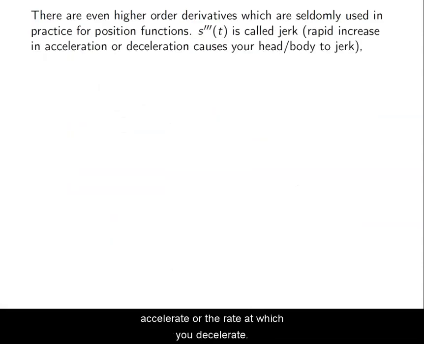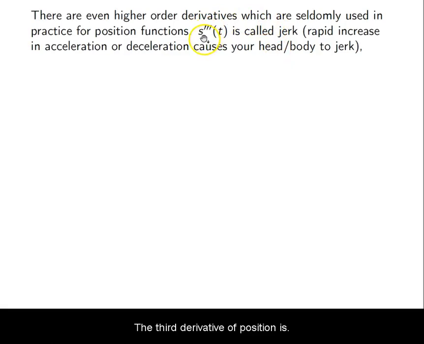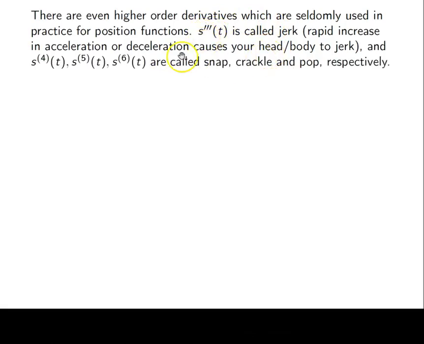The rate at which you accelerate or the rate at which you decelerate is your jerk. It's called your jerk, right? So if you accelerate quickly, then that's a jerking motion, right? This third derivative of position is jerk. The fourth, fifth, and sixth, I know we haven't really seen these notations too much, but after the third derivative, we just write in parentheses 4, 5, or 6.